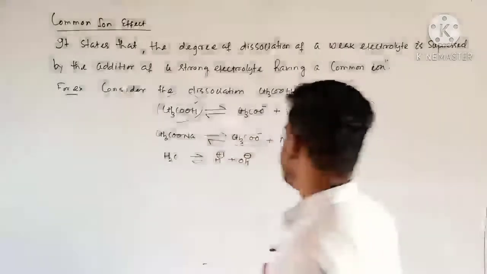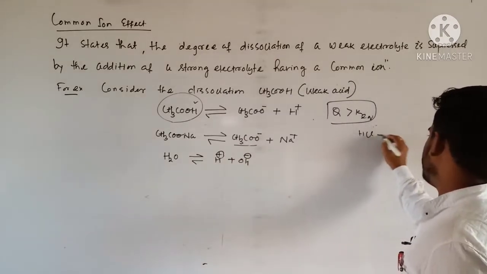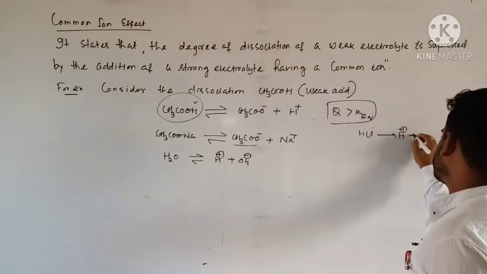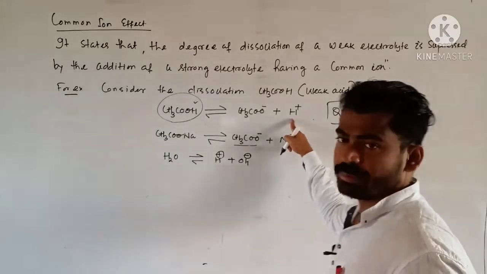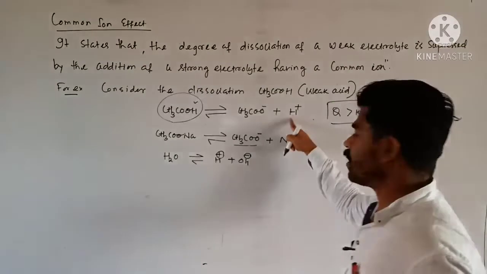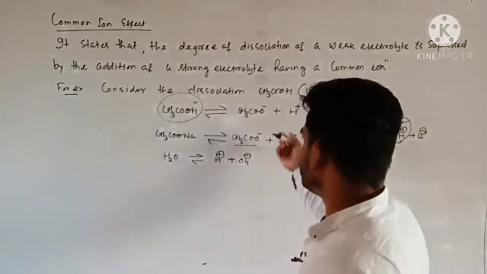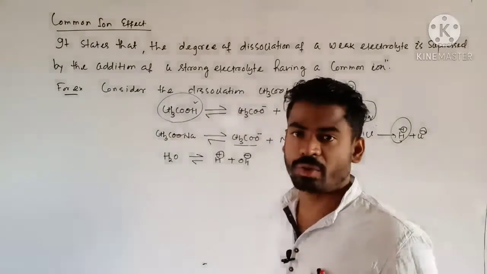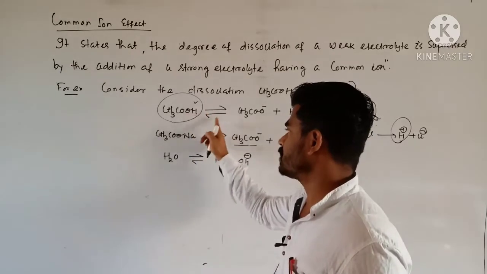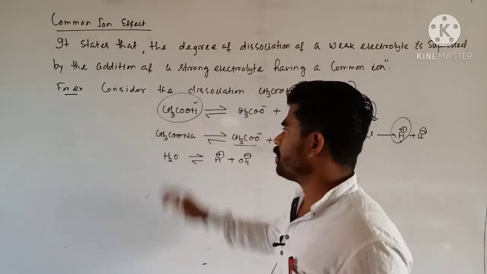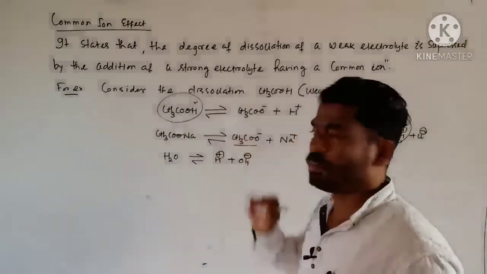Suppose I am adding HCl. If I add HCl, it will give H plus and Cl minus. So what does it indicate? The concentration of H plus ion again becomes more, so the concentration of product again becomes more. So in order to maintain the equilibrium constant, according to Le Chatelier's principle, the reaction proceeds in the backward direction. Once it proceeds backward, the dissociation is suppressed, rather the formation of the weak acid takes place. Is that clear? So this is what I call the common ion effect.